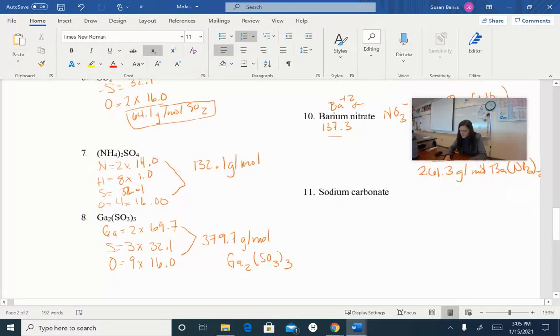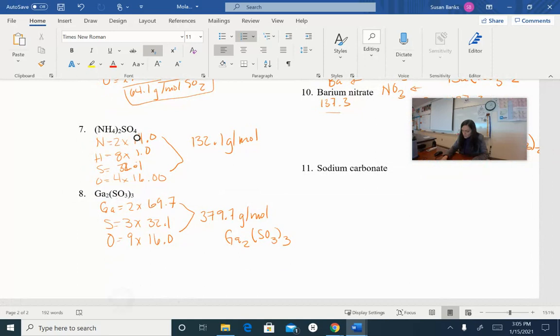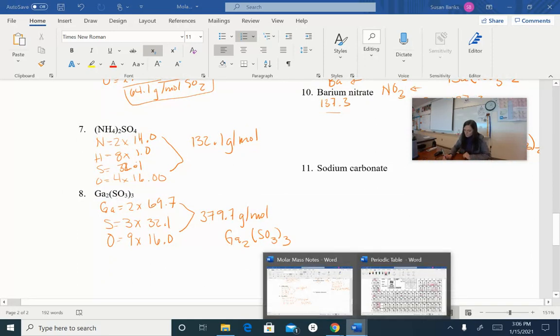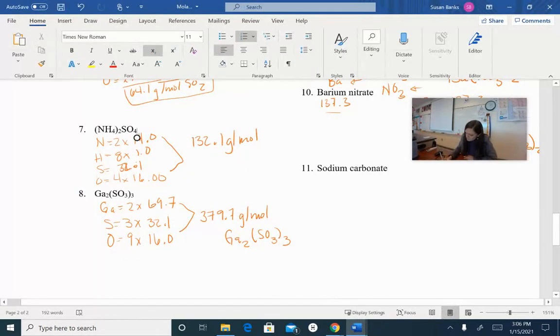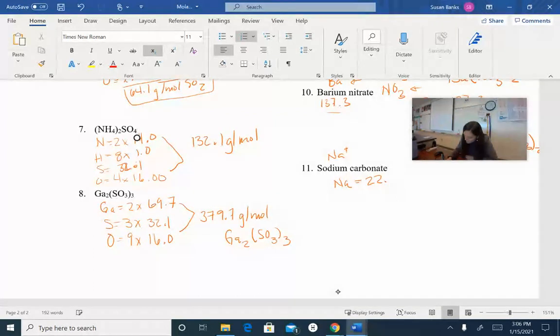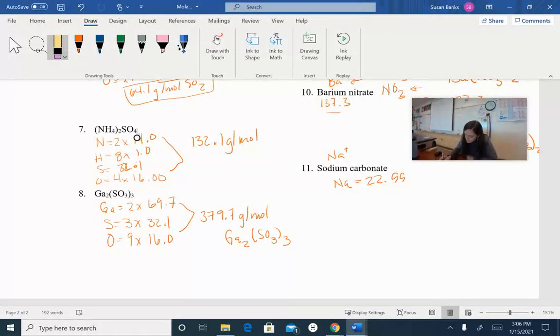Okay, and last but not least for our example, we have sodium carbonate. So let's look at sodium really quick. Sodium is in our very first column. It has a +1 charge. And to the 10th, 22.99. That's going to round up to 23.0. So sodium +1, 22.99. So that's really, let me erase that. That's going to round up to 23.0.